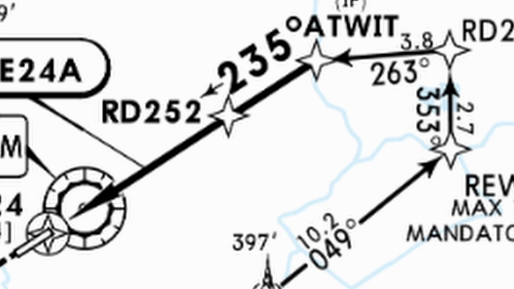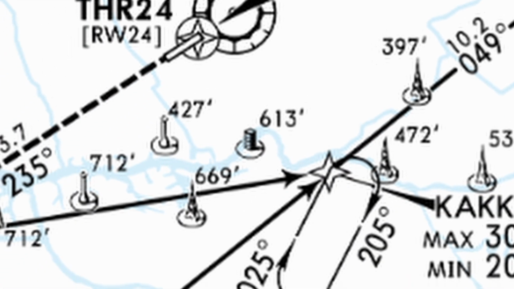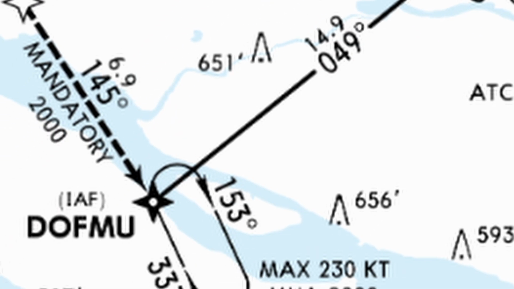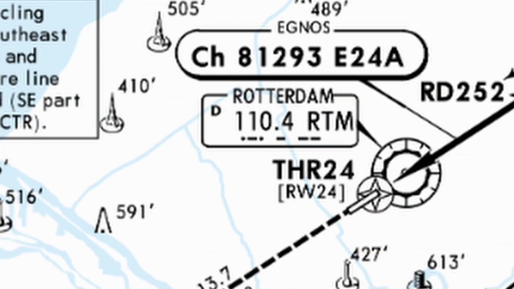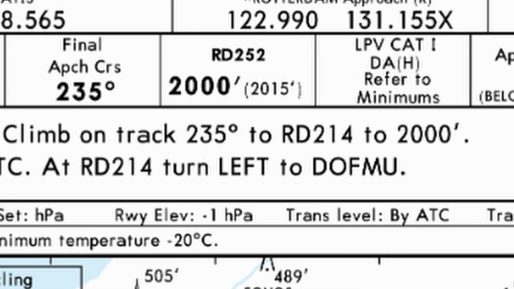In addition to that, you can see all the previous beacons which we're going to visit, but if we move to the start, we can see Dovmu, which is also the IAF. So this is the point where we need to start with the approach in this case. Now if we move a little bit to the top, we can see also a lot of details, including the final approach course and the altitude. At RD252 we need to be at 2000 because else we won't be able to intercept the glide path.